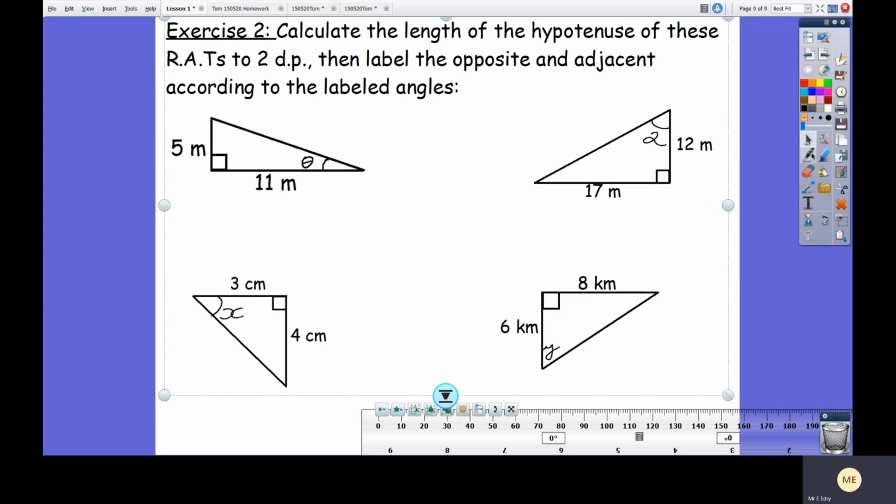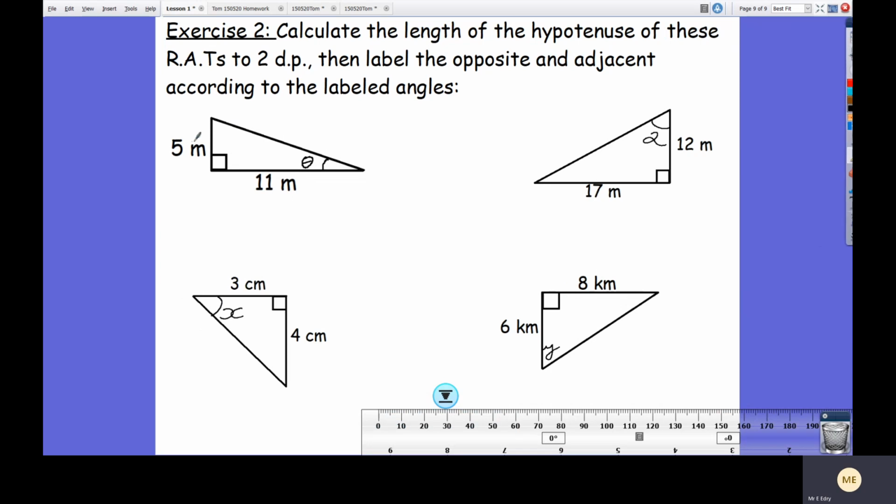What I want you to do in this question is work out the length of the hypotenuse. You're given the two smaller sides in each case. I want you to find the hypotenuse. Then I want you to label the opposite and adjacent of the triangle. Really, label the hypotenuse first. We can see here that will be the hypotenuse in the first one. Label the hypotenuse, calculate it with Pythagoras' theorem, then label the opposite and the adjacent. If you want to pause the video now, have a go, and then resume when you want to go over the answers.